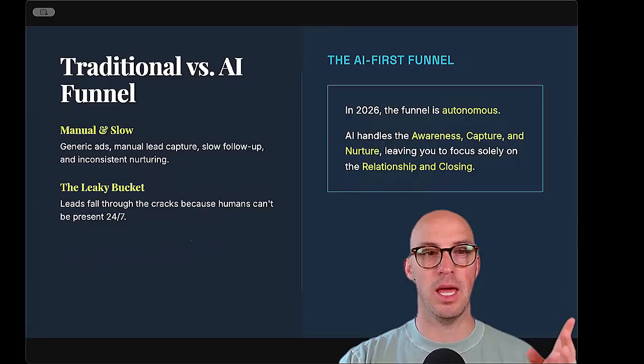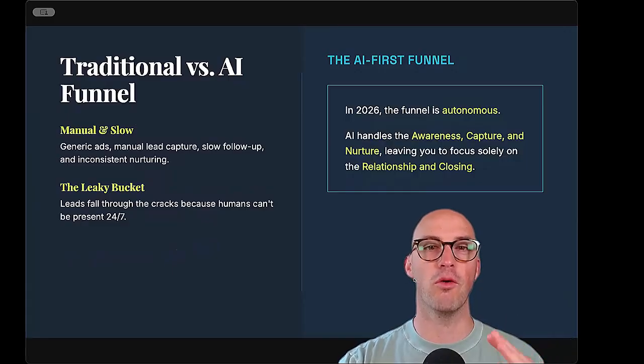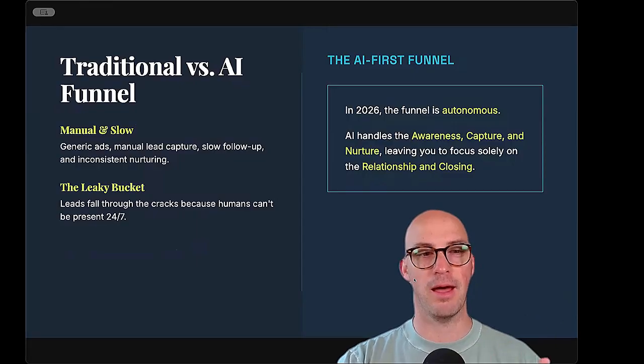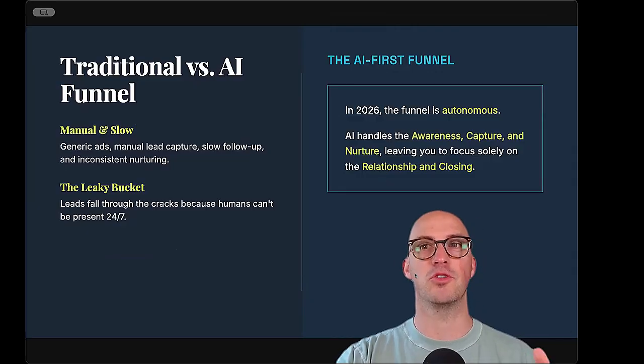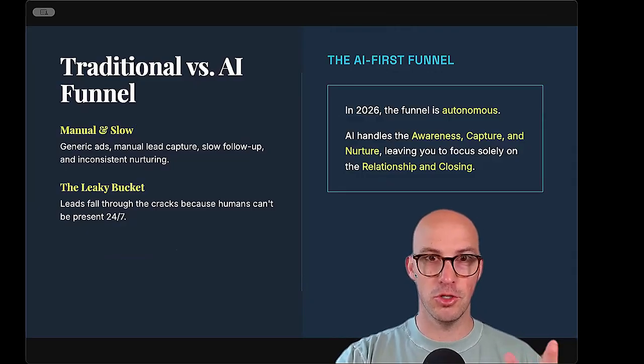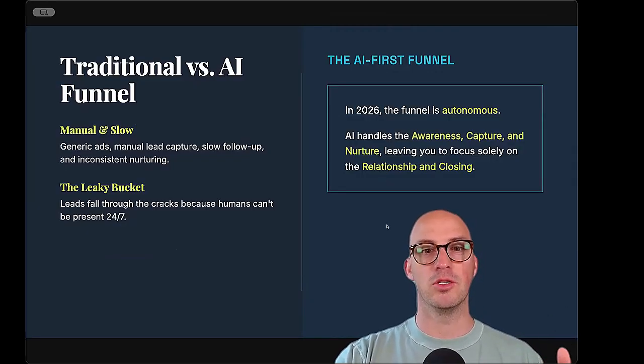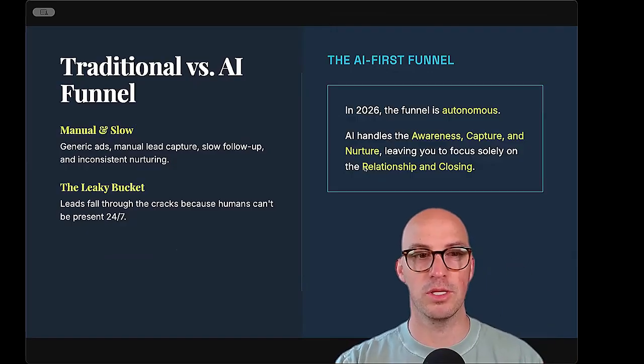So, this is the AI lead funnel. Let's first go over the traditional versus AI funnel. In 2026, the funnel is autonomous. If you don't have an autonomous funnel, then you're already falling behind because you're not doing the work that others are doing when they're sleeping, right? So AI handles all of the awareness, the capture, and nurture, leaving you to focus solely on the relationship building, negotiating, and closing the transactions, right?